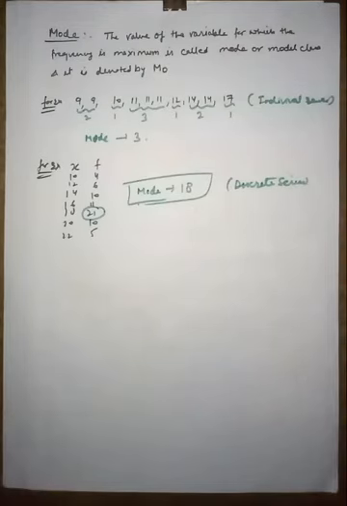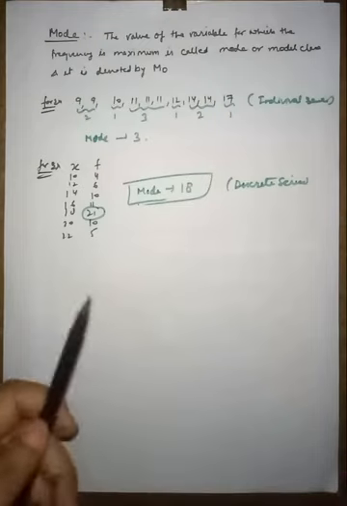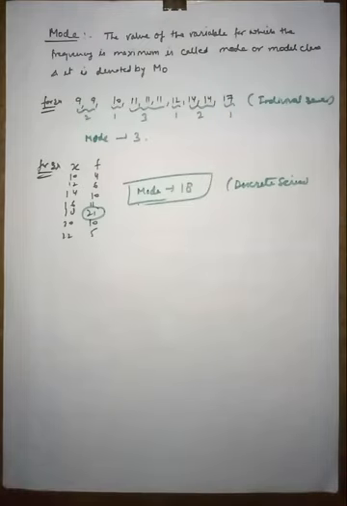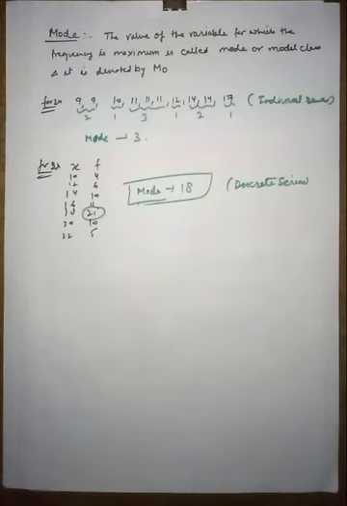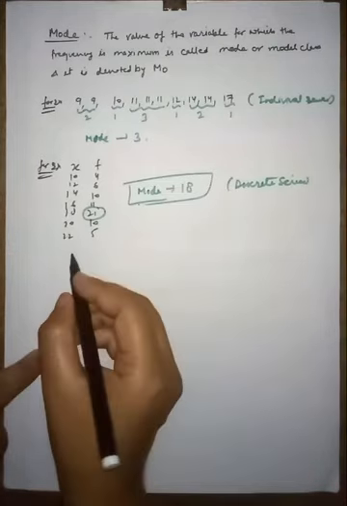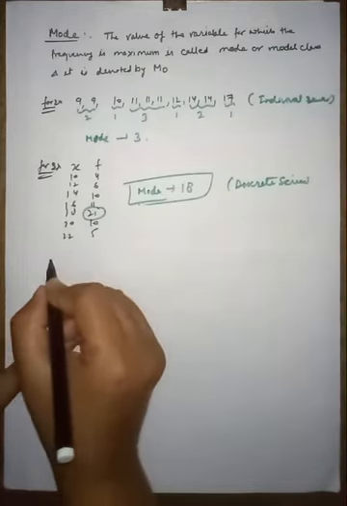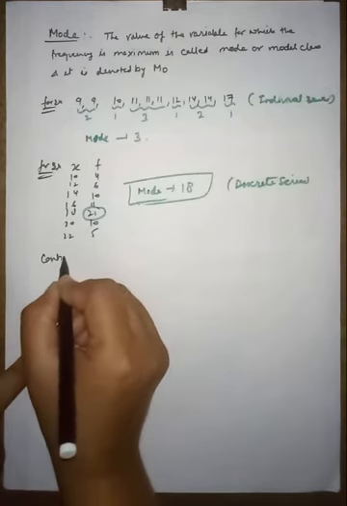Right? Now next, move on to the continuous series. For the continuous series, finding the mode, you have a formula. So write down the formula of the mode for the continuous series.